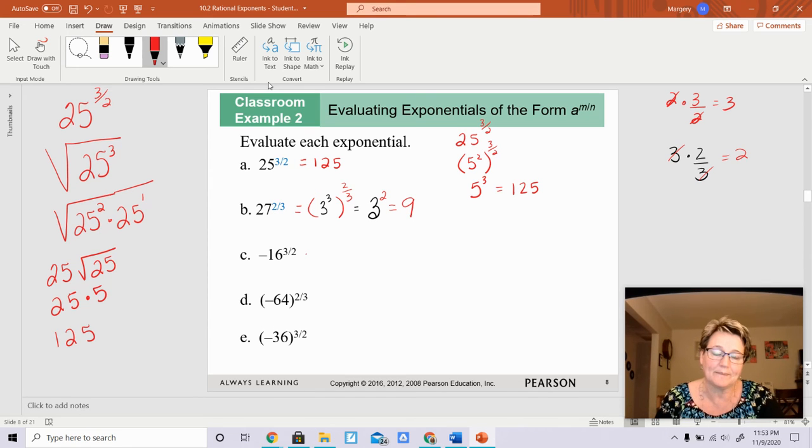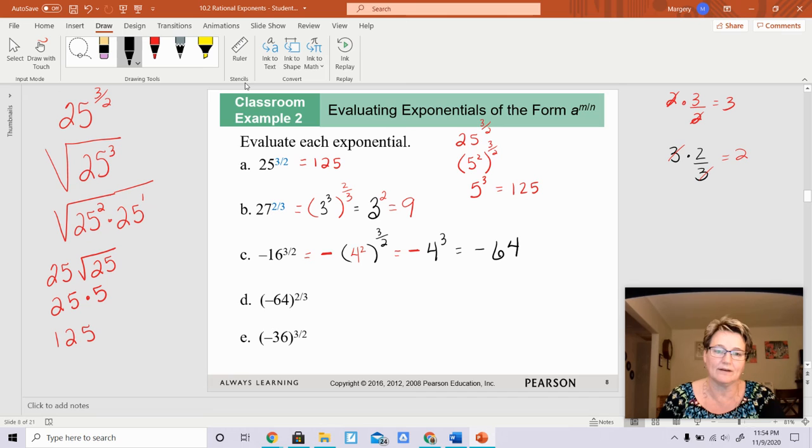Same thing here. The negative is on the outside. Do not look at the negative. Then you have 16 to the 3 halves. Another way to write 16 is 4 squared. Okay? So what you're going to do is, we have a negative on the outside, and I end up with 4 to the 3rd power, and that's going to give you a negative 64.